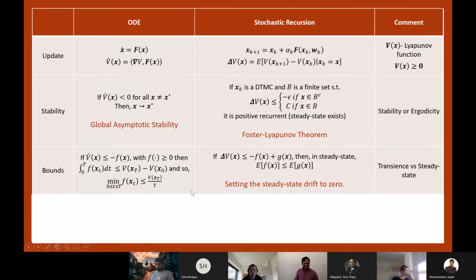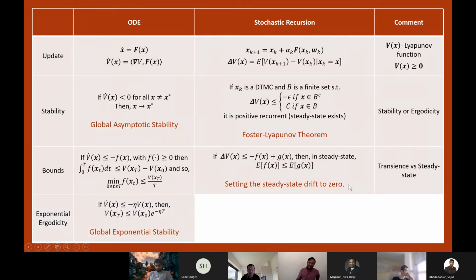Here, the first theorem is talking about transients. The second one is talking about steady state. And I'll leave it like that because we are not going to use the ODE thing in the second case. We'll only use the setting drift to 0. And finally, the third one is in some sense the strongest.